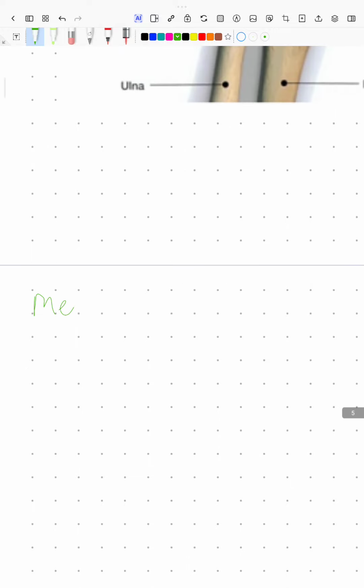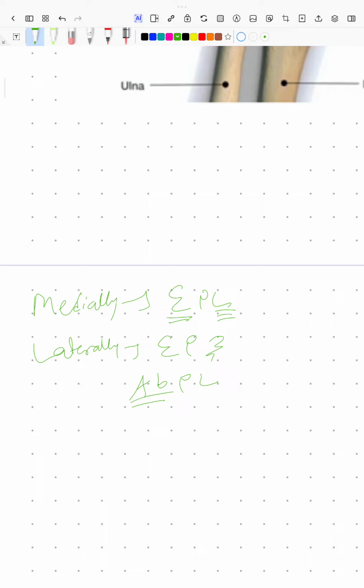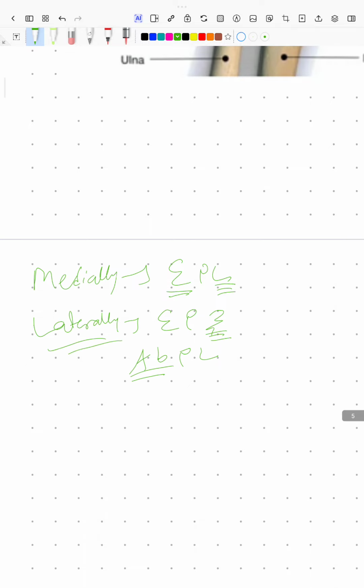So in summation, we can write medially there is extensor pollicis longus, and laterally we can write extensor pollicis brevis and abductor pollicis longus. So instead of extensor, we have written abductor, and instead of longus, we have changed into brevis. So you get the content of the lateral part as well.